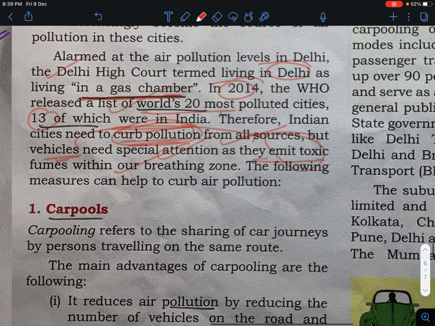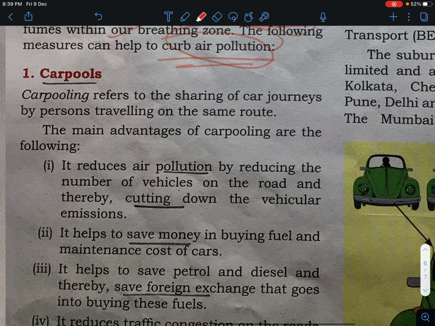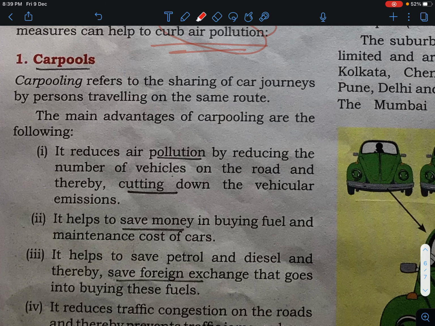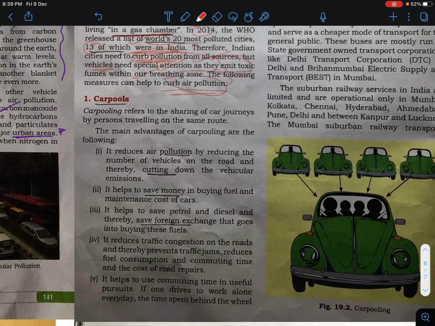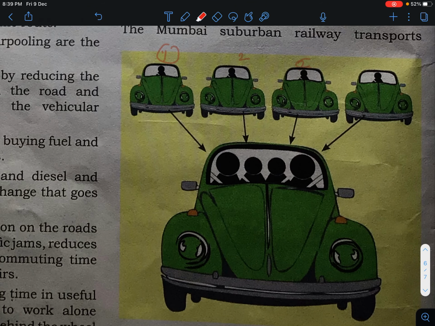The following measures can help to curb air pollution. Now, there are some measures by which we can curb air pollution. First one is carpooling. Carpooling refers to the sharing of a car journey by persons traveling on the same route. Suppose this person has one car, this person has one car, and this person also has one car.